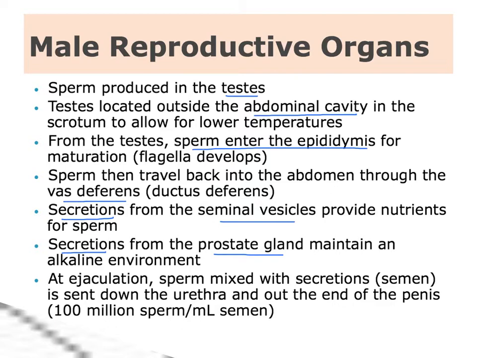At ejaculation, the sperm is mixed with these secretions, and the whole thing together is known as semen, and it's sent down the urethra and out the end of the penis. There's about 100 million sperm in every milliliter of semen, and there's usually 2 to 4 milliliters produced during an average ejaculation.